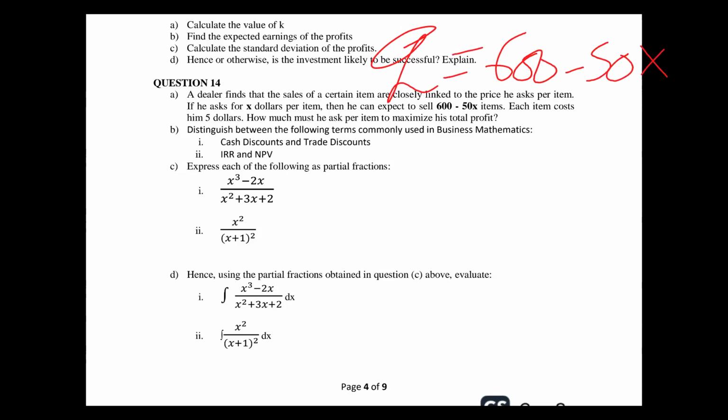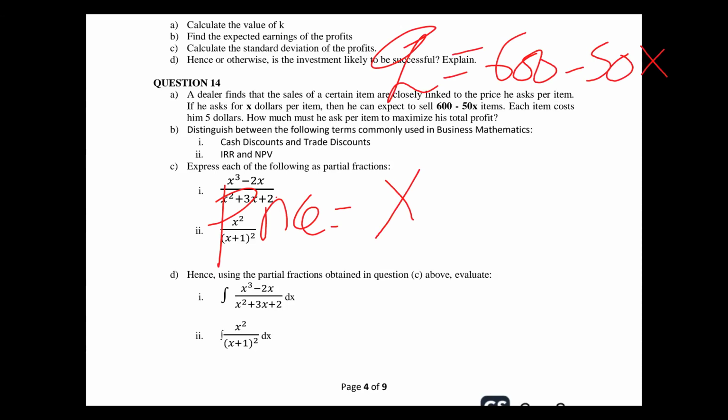And then the price itself is X dollars per unit. You get what I mean? This is price. The question is saying, if he asks X dollars per unit, that's the price. The price is equal to X. And then he can expect to sell 600 minus 50X items. So that is the quantity for us.